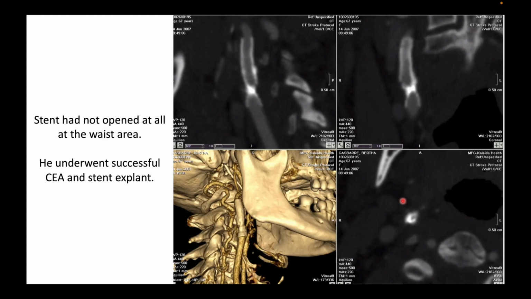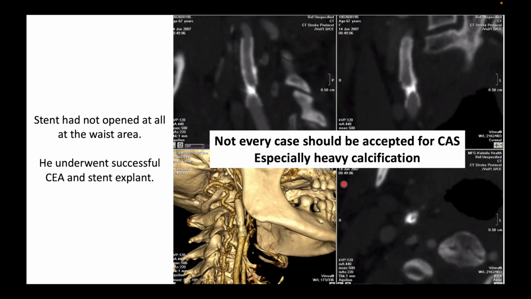After that, the patient was still on the ventilator and developed stroke, hemiplegia on one side, and CT angio showed that the stent really did not open up over here. The patient was immediately shifted to the OR and underwent successful carotid endarterectomy and stent explantation. So not every case should be accepted for carotid artery stenting, especially heavy calcification.